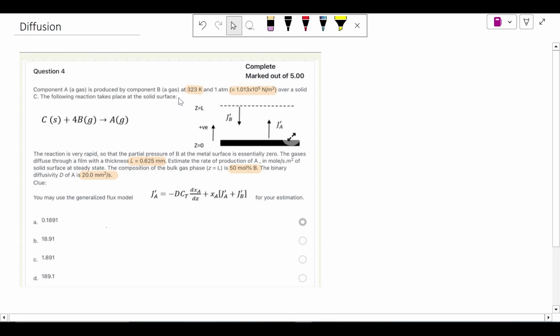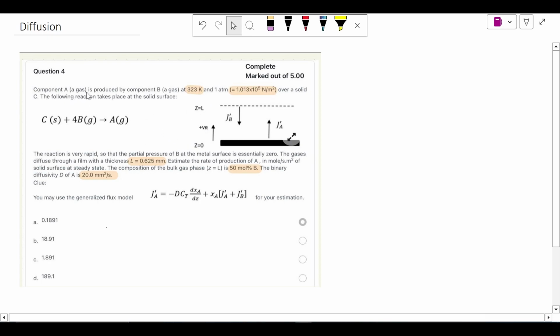Today I'm going to solve a diffusion question and give you some tips to solve this kind of question. So this is the question. First of all, you have to read the question carefully, get all the data from it and gather them. It's going to be very important.